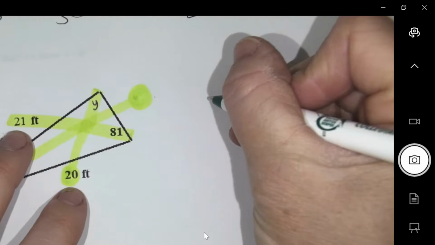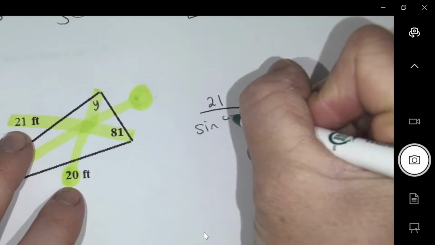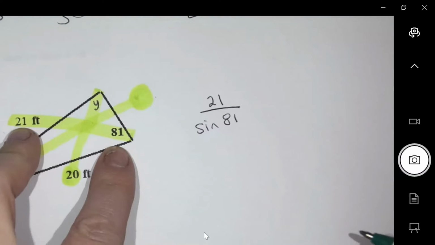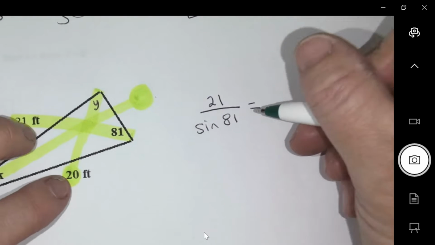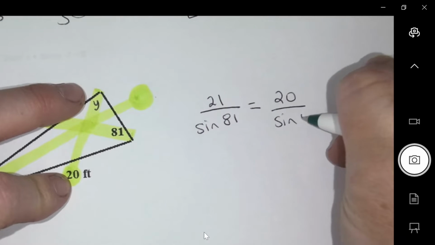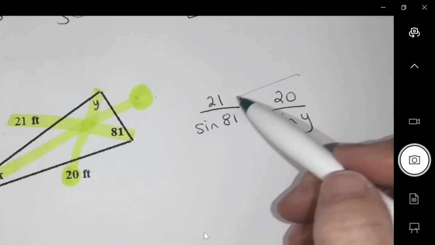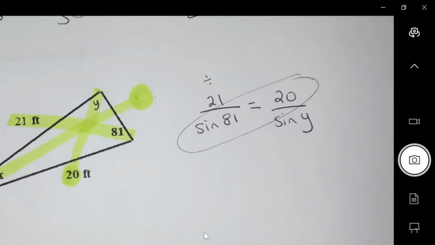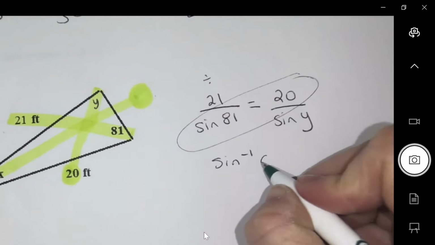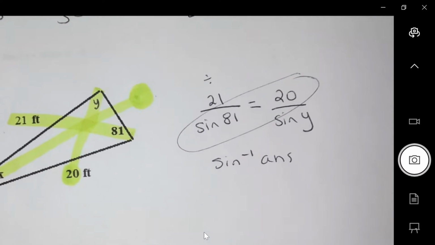Okay, so it looks like this. 21 over sine 81, that's that pair, equals 20 over sine y. So I'm going to times, and then I'm going to divide. What's the very last step in your calculator when you're trying to get an angle as an answer? Do you remember that? It's the inverse. So times, divide, and then inverse the answer. That's what you're going to do.